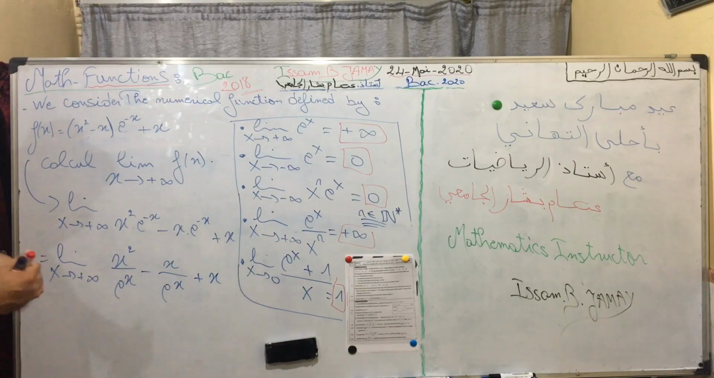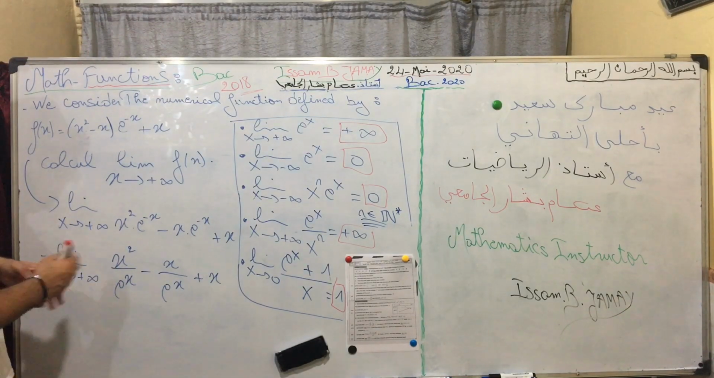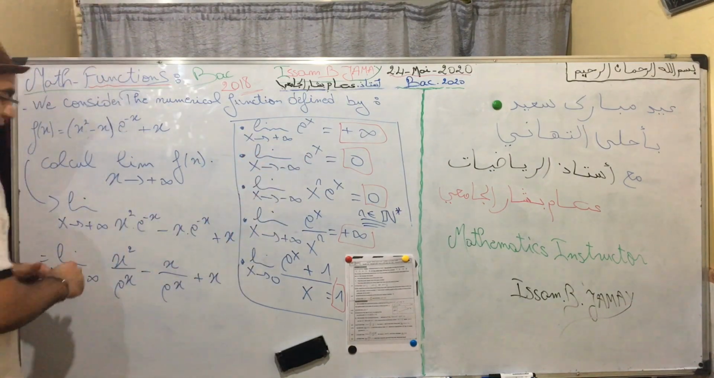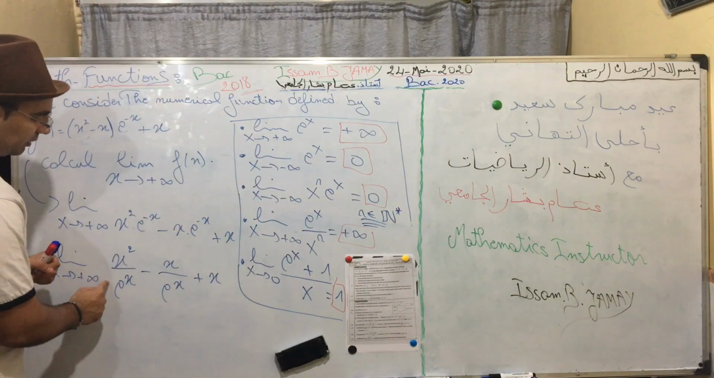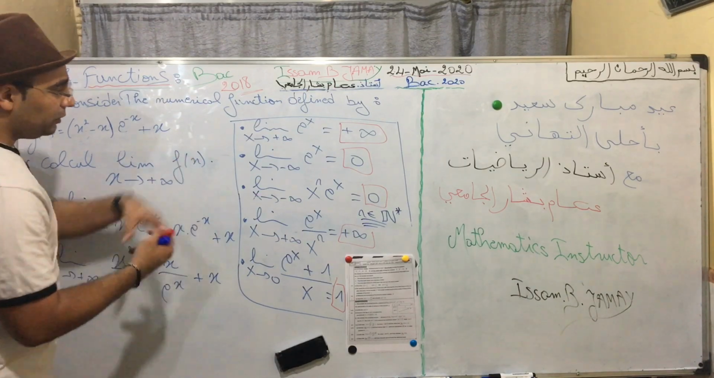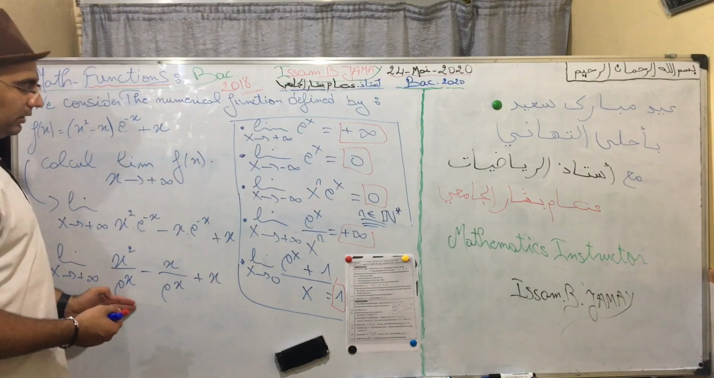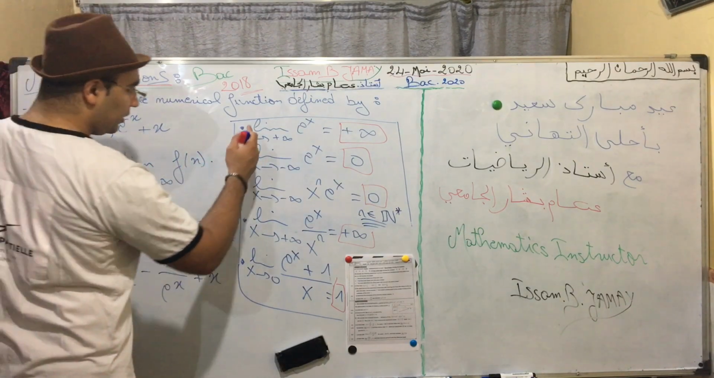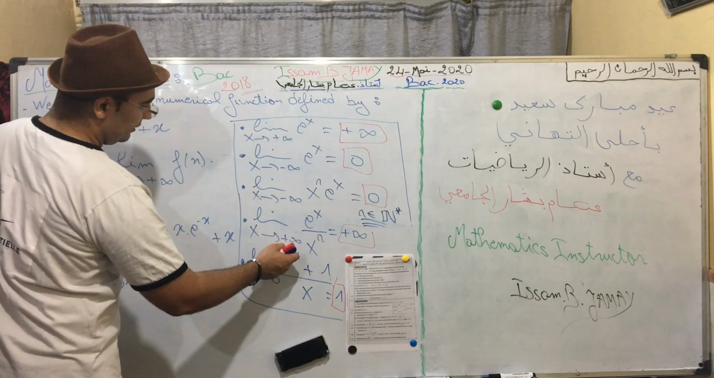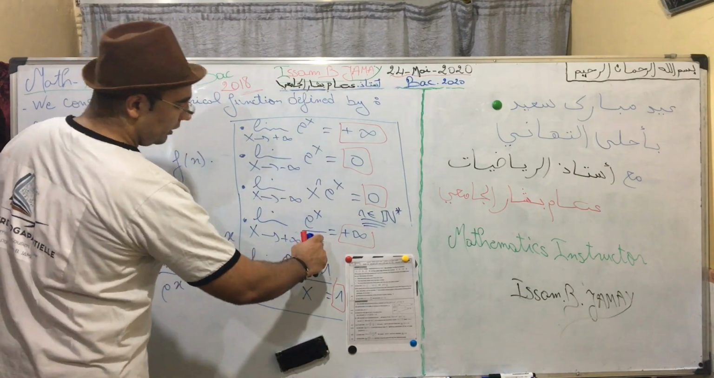Here we stop and look, then compare with the remarkable limits that we have. We have here x squared divided by exponential x and x divided by exponential x. Do we have a limit here that resembles any of these? We can see the limit when x goes to plus infinity of exponential x divided by x squared, or x exponent r.